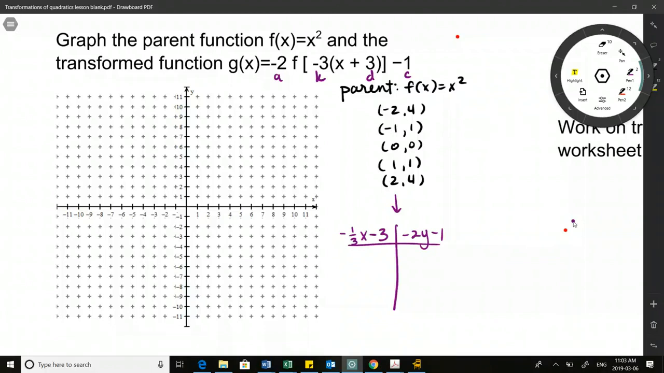Okay, so just before you go any further, this is what the tops of your transformation functions should look like. So we did reciprocal of k, we got -1/3, switch the sign of the d value, and then ay plus c, that's -2y minus 1. So if you're working from there, we want to make sure that we have those correct, of course. Nicole?